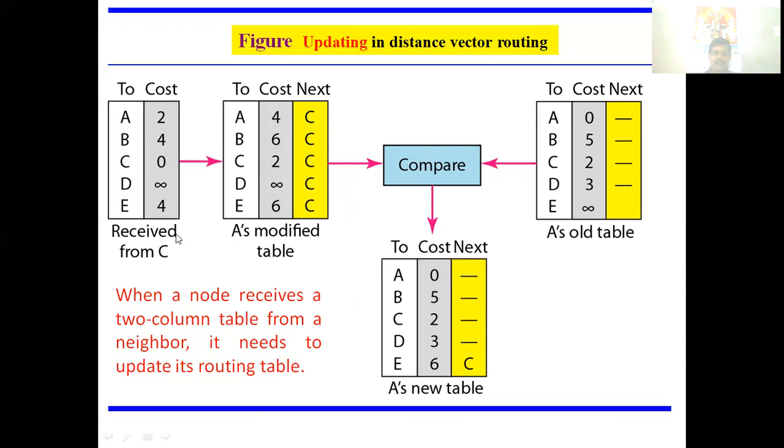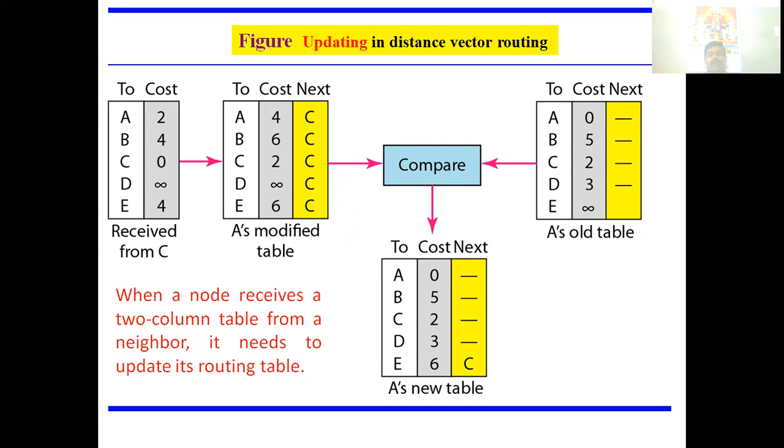Now it is receiving a table from C. For that, its cost to reach A is 2, to B is 4, for C it is 0, for D it is infinity, and E it is 4. Now, A is modifying its table.